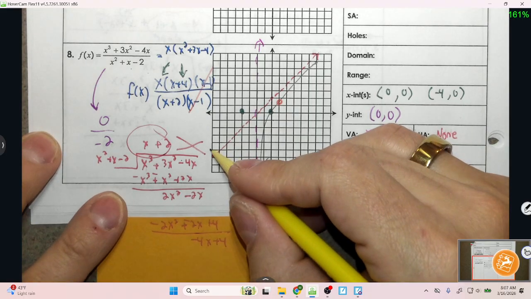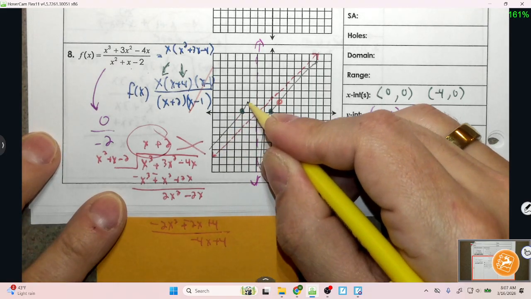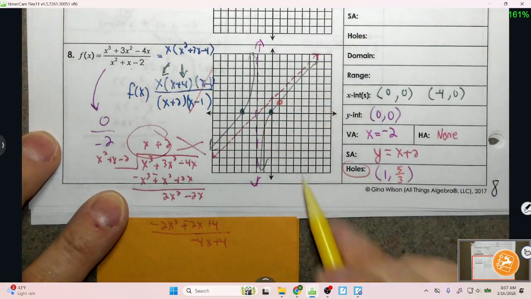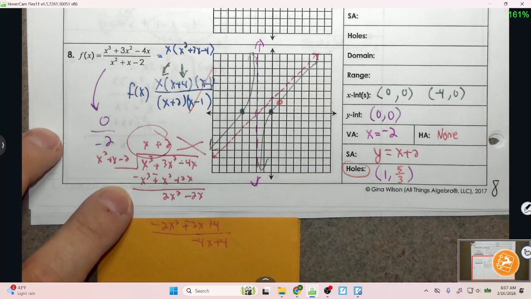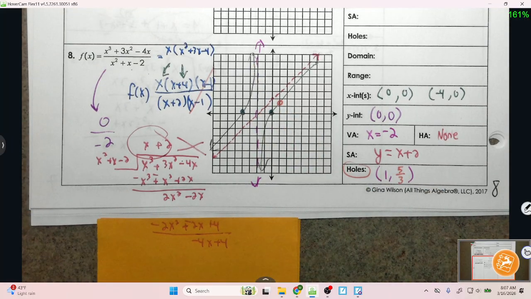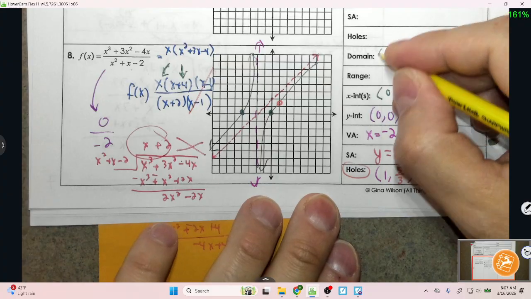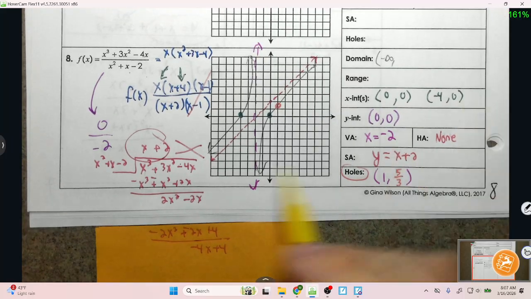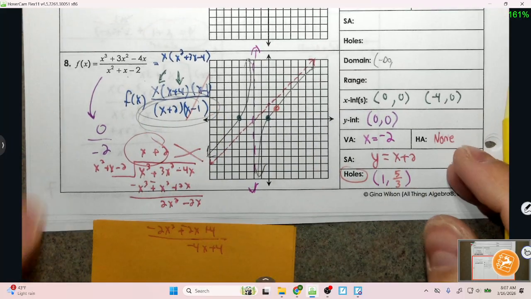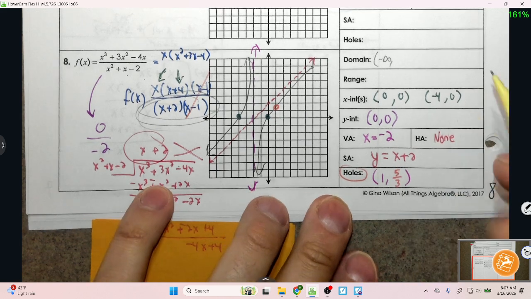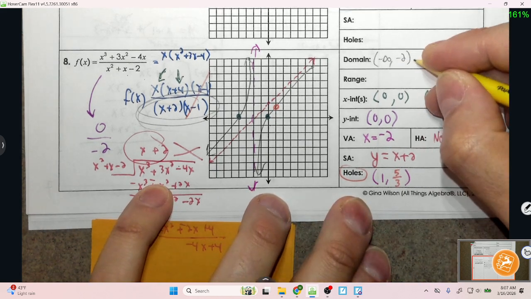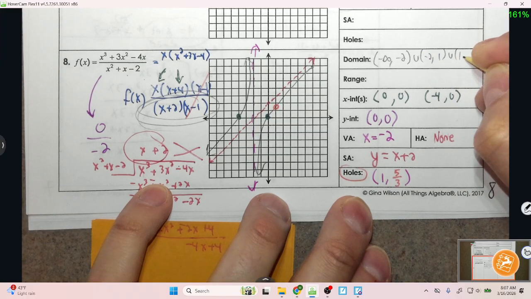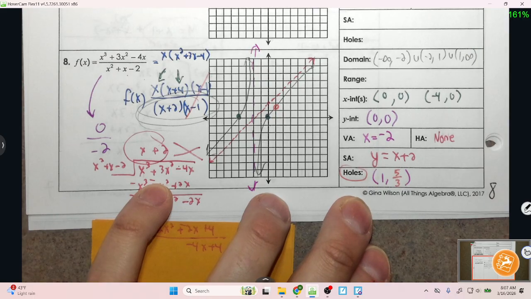Here we're going to start close, go further away, and then get close again. That's all I need. It doesn't need to be beautiful. It just needs to go through the hole and the points. That's it. If we look at domain and range, everything from negative infinity is good until -2. Then from -2, it's good until 1. And then from 1, it's good until infinity.